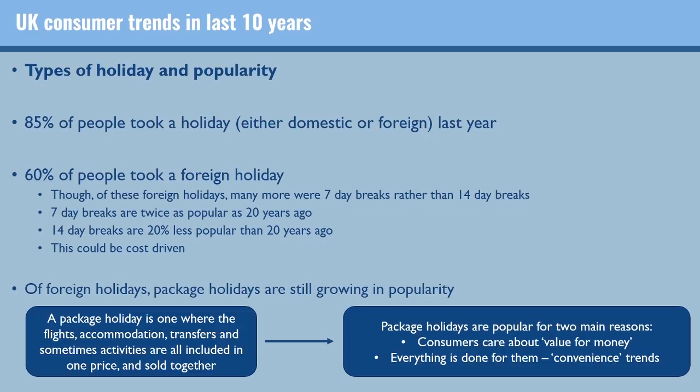Though of these foreign holidays, many more were 7-day breaks rather than 14-day breaks. So they reckon that 14-day breaks, the 2-week holidays, are 20% less popular than 20 years ago. Meanwhile, the 7-day breaks are twice as popular as 20 years ago. So this might be cost driven. It might be because the cost of holidays has gone down. It might be because incomes haven't risen at the same amount. Either way, people are tending to go on shorter breaks as a trend, 7-day holidays, especially foreign holidays, rather than 14-day holidays, which were popular 20 years ago.